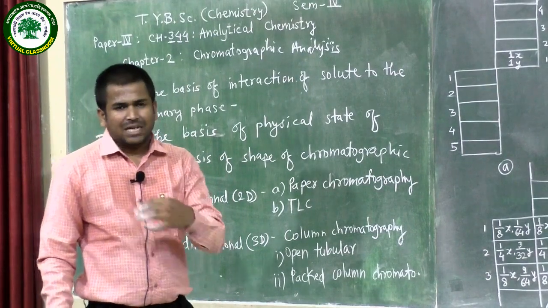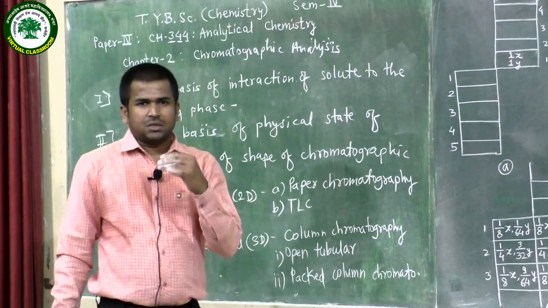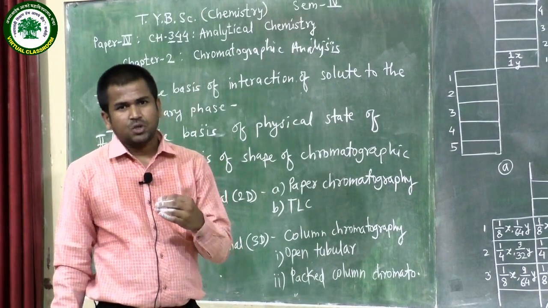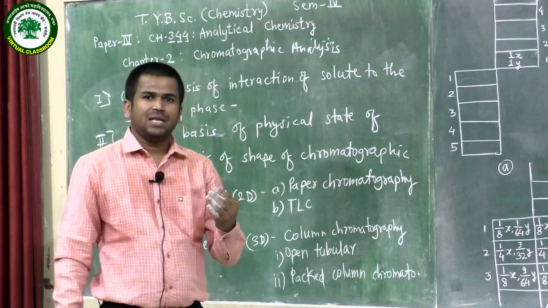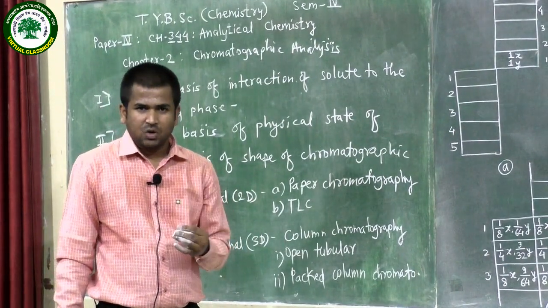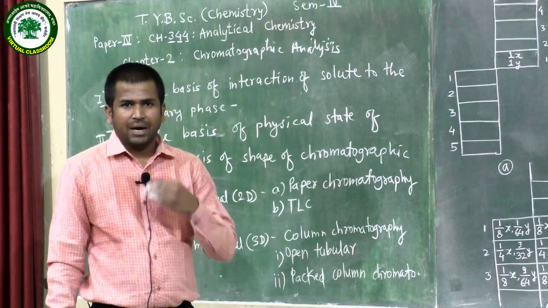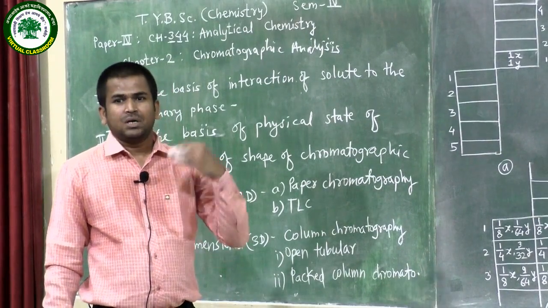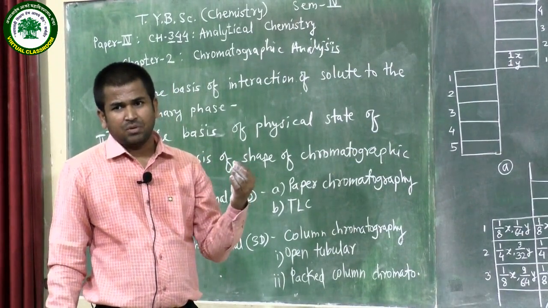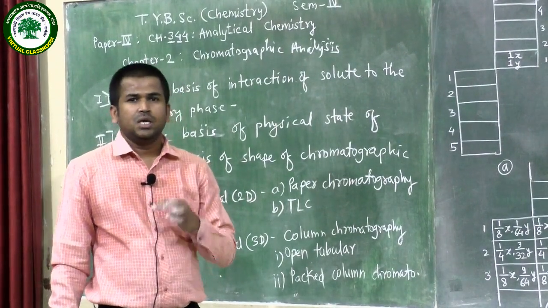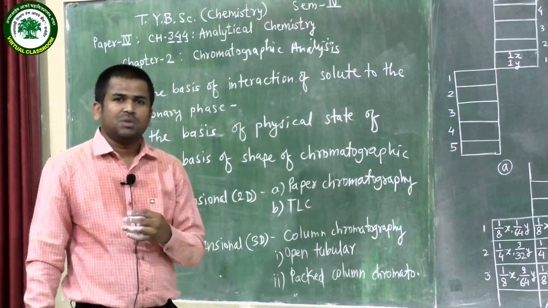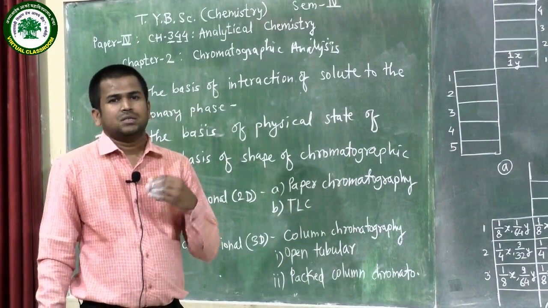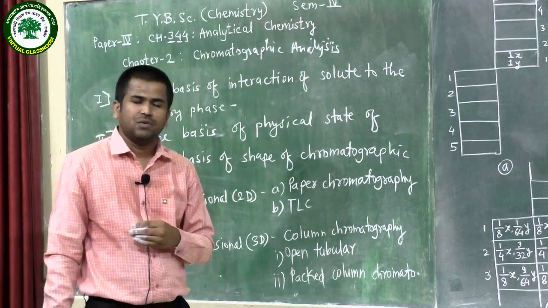In the classification, we discuss three different types. One, on the basis of interaction of the solute with the stationary phase. In that, there are 4 different types: adsorption chromatography, partition chromatography, ion exchange chromatography, and size exclusion chromatography. Another classification of chromatography is on the basis of the physical state of the mobile phase. In that, we see 3 subtypes: liquid chromatography, gas chromatography, and supercritical fluid chromatography.